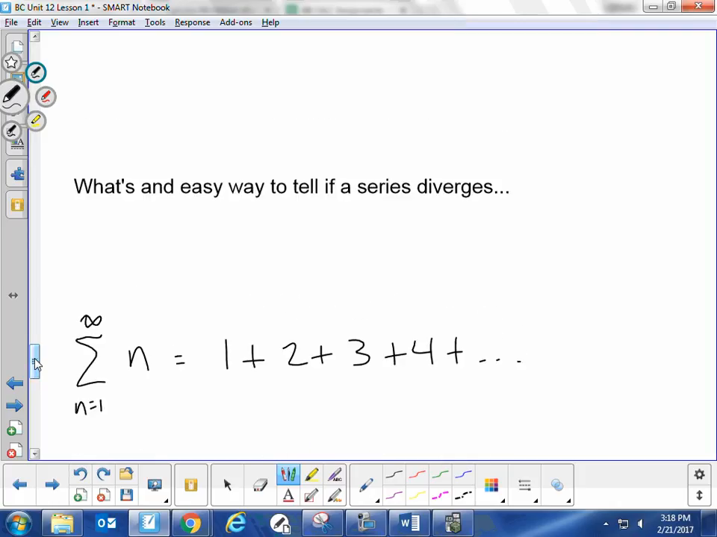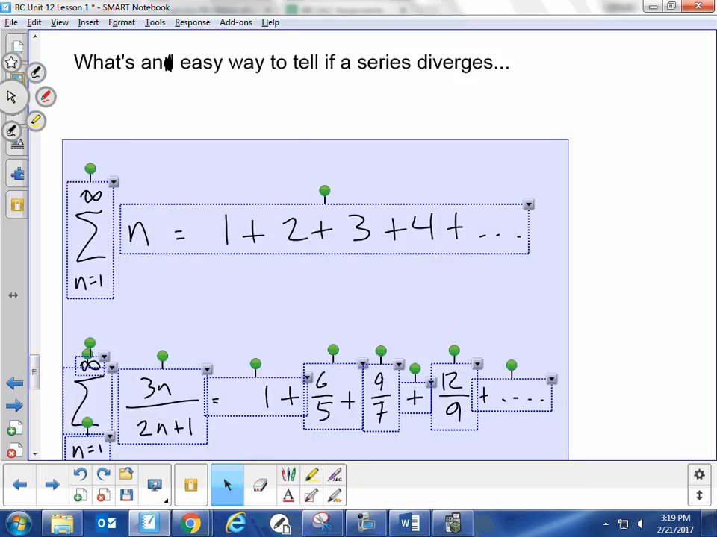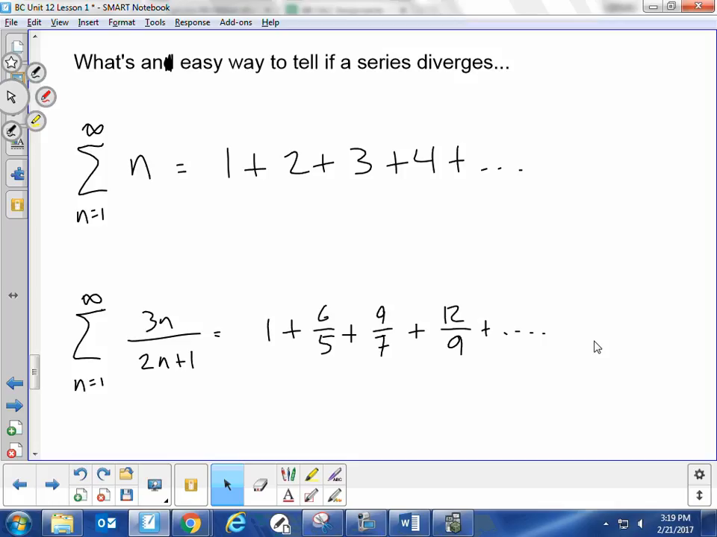So let's figure out an easy way to tell if a series diverges. I will show you a couple series that will diverge. Let's start with these two. The sum starting from 1 going to infinity of just n. So 1 plus 2 plus 3 plus 4 plus 5 plus 6 plus 7. Is that going to converge to a value? Heck no. We're adding a larger value each time. We are going to be adding larger and larger values, so definitely divergence, right? This one diverges.